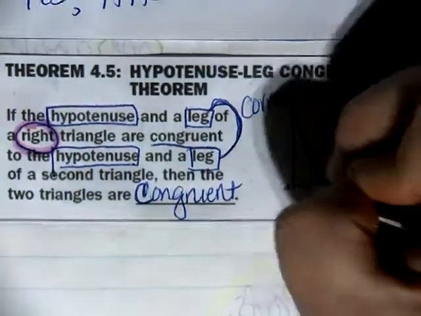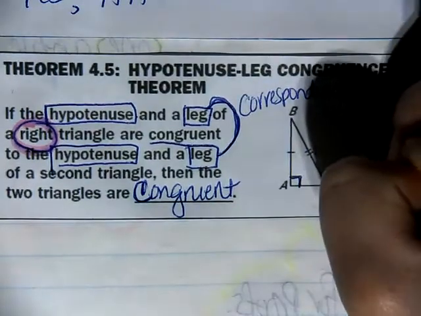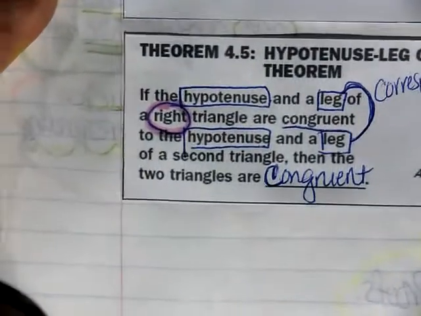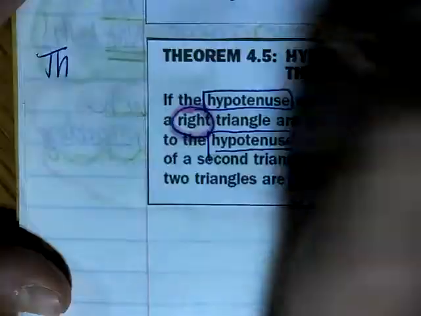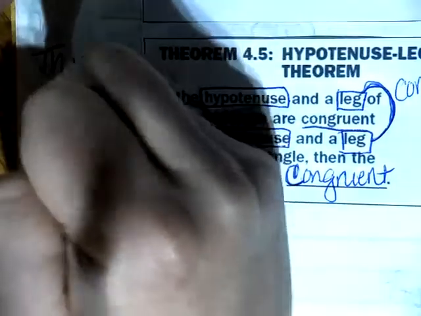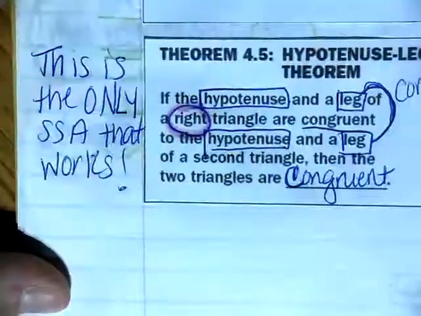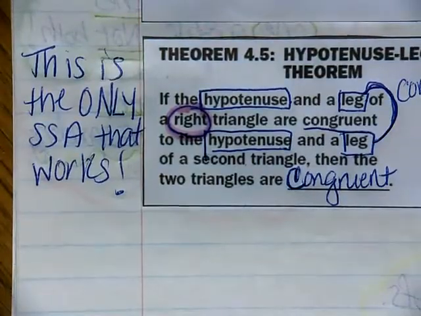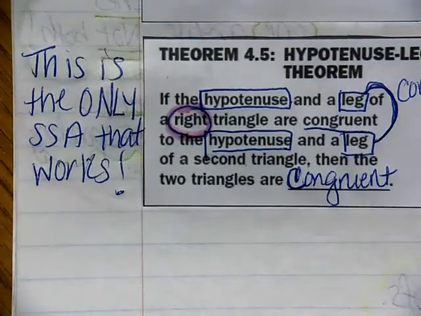So in our triangles, it is really, really important because this is the only SSA that works. So that's what I would like you guys to write down. RHL is really SSA, but this is the only SSA that works. Otherwise, that's why we don't even call it SSA. We call it RHL. So that's what we use for shortcuts. But this is the only SSA that actually works.